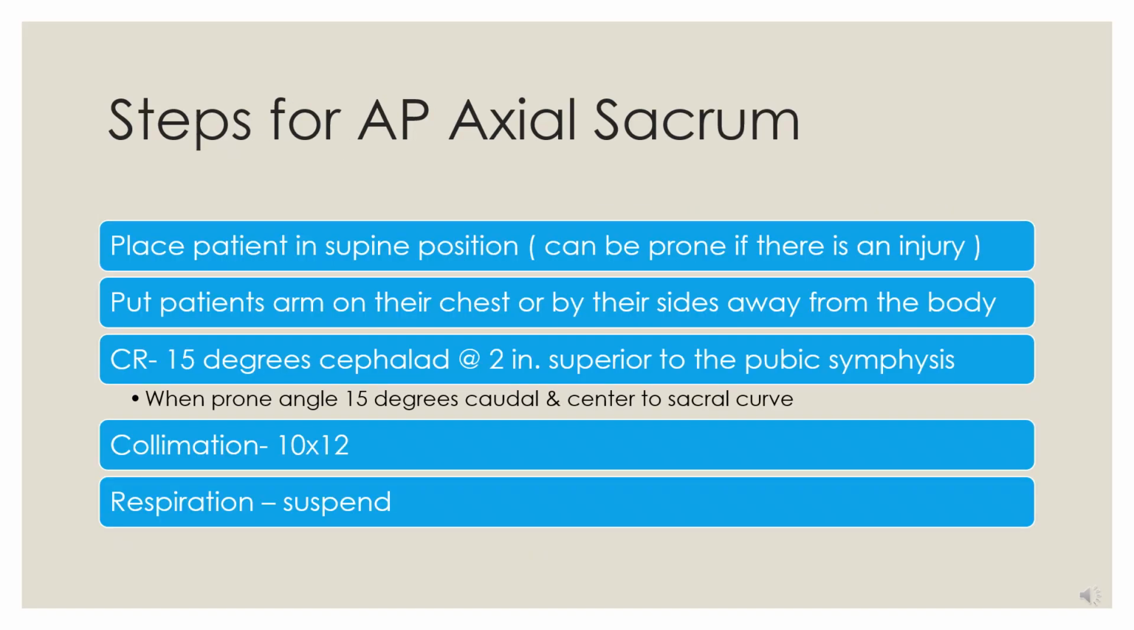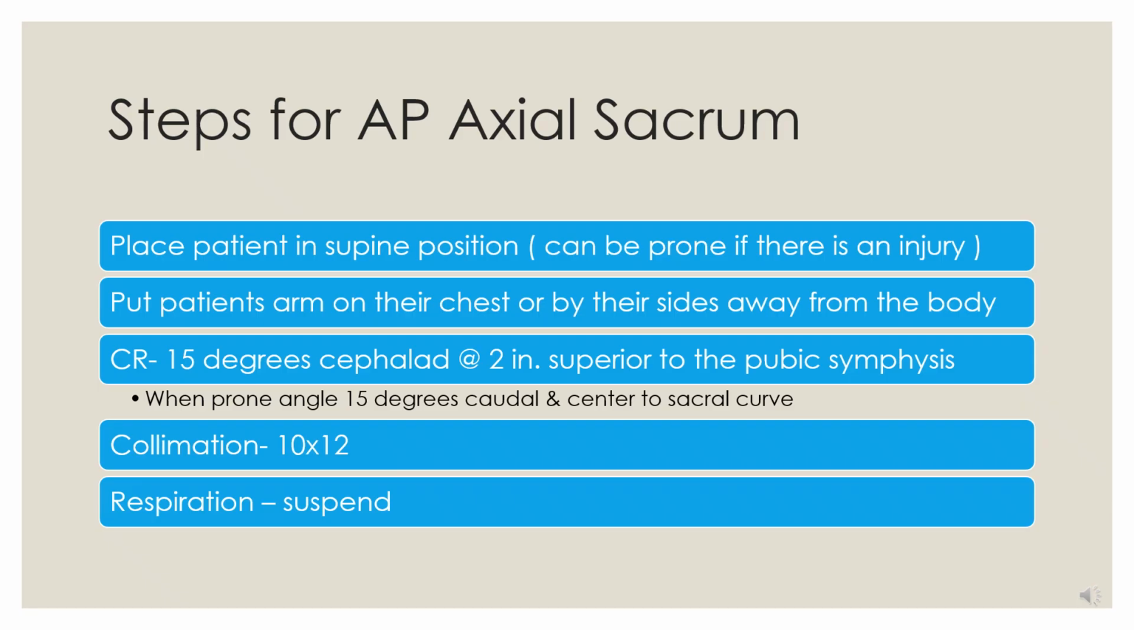So for the AP axial sacrum, you're going to place the patient in a supine position. It can be prone if there's an injury inhibiting the person from doing so. So you're going to put the patient's arms on their chest or by their sides away from the body. The central ray is going to be 15 degrees cephalad at 2 inches superior to the pubic symphysis.